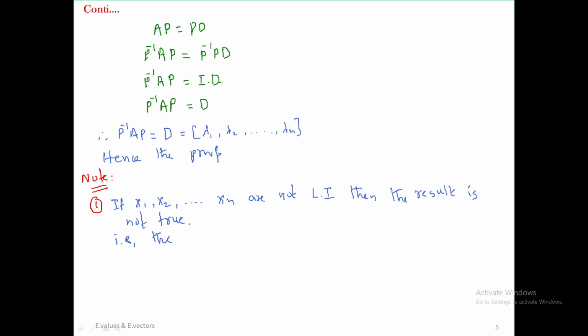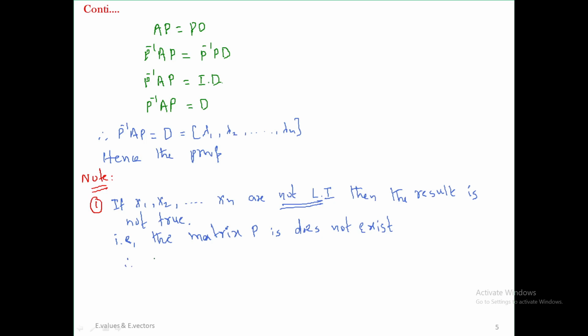The matrix P, if the eigenvectors are not linearly independent, then the matrix P does not exist. Because I want only linearly independent eigenvectors, right? So if these are not linearly independent, then such a matrix P does not exist. So therefore, P inverse A P is not diagonalizable.